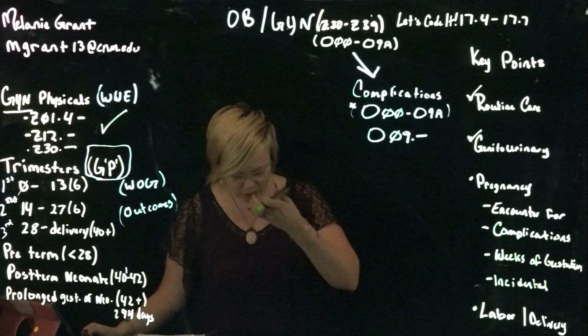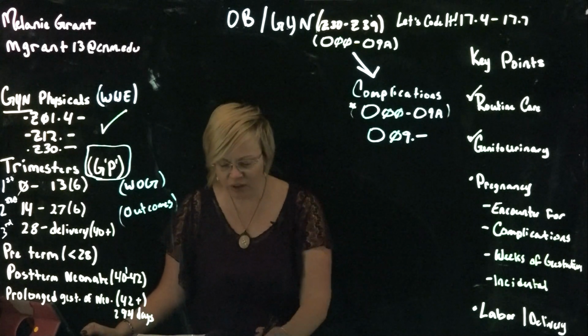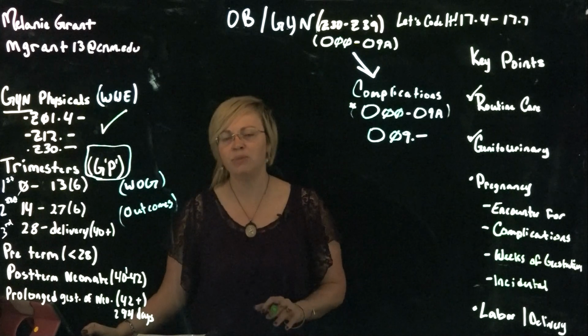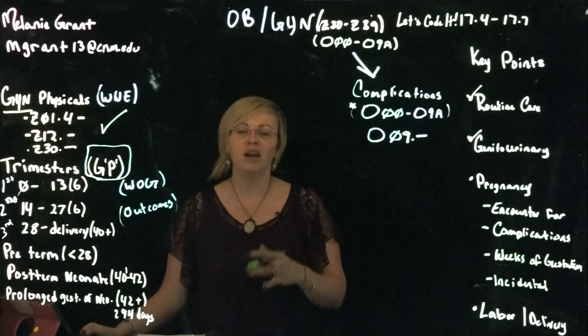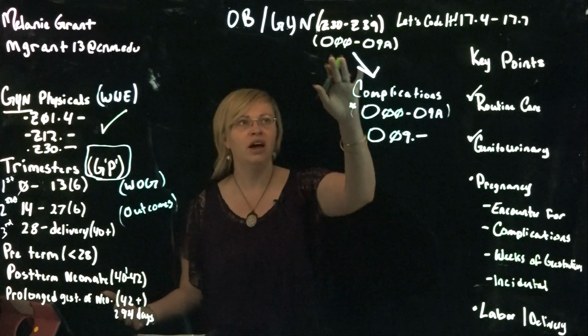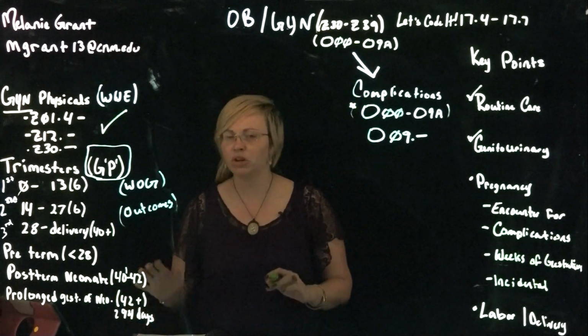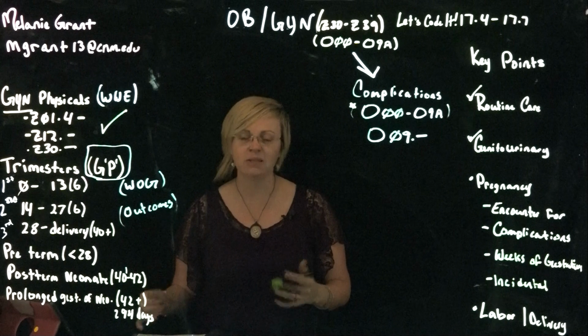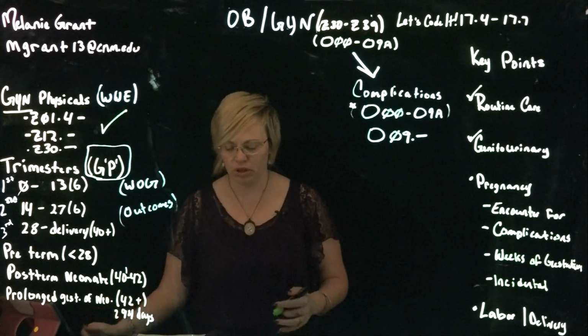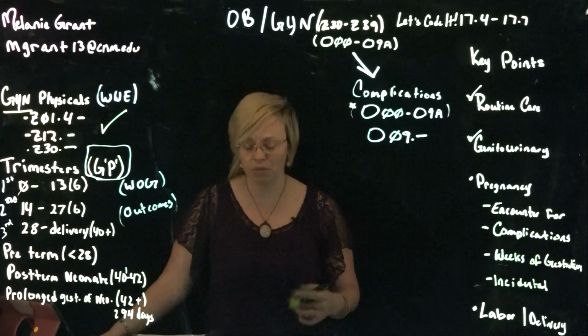Now, it starts really on page 887, and there are some notes in this chapter of the coding chapters that apply to everything under O00 through O9A. So always look, when you're starting a new chapter, take a look at the coding chapter notes, exclusions, and information.